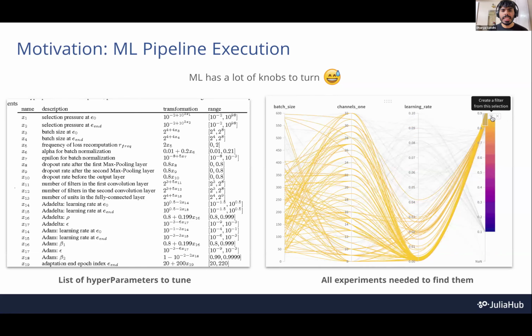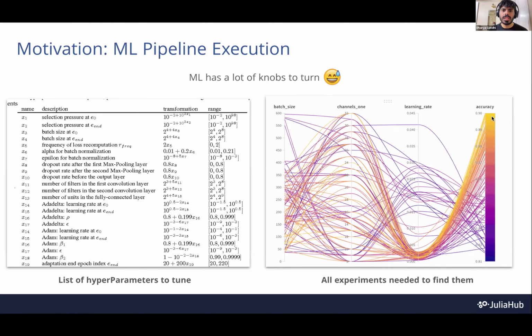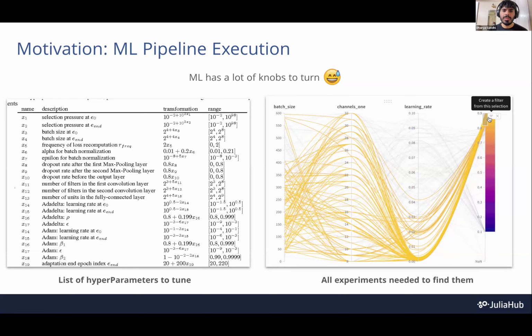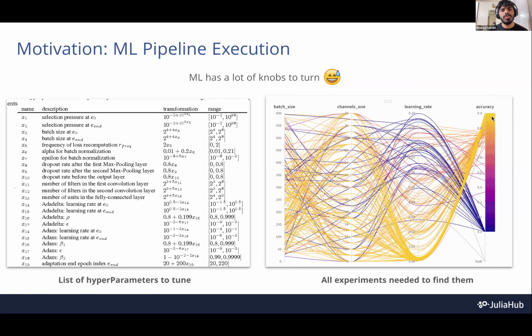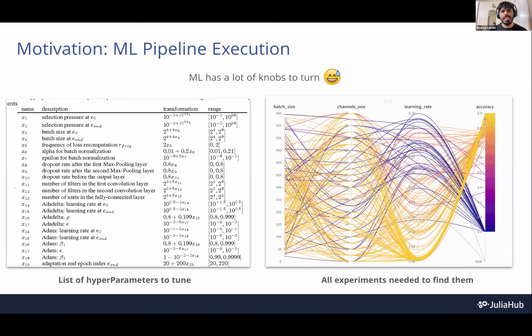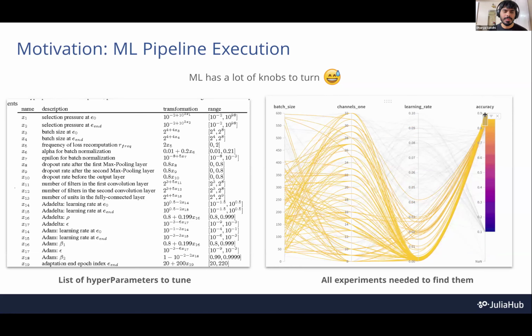So we can clearly see that there are certain hyperparameters that lead to high accuracy, and if we were to highlight exactly those, we'll be able to determine which hyperparameters were responsible for creating those high accuracy models. In this case, we can clearly see that a lower learning rate typically leads to higher accuracy.